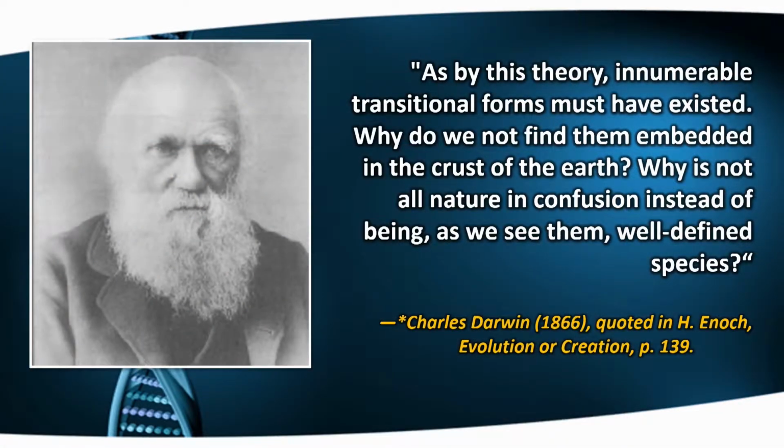And this was a real problem for Charles Darwin. As by this theory, he says, innumerable transitional forms must have existed. Why do we not find them embedded in the crust of the earth? Why is not all nature in confusion instead of being, as we see them, well-defined species?